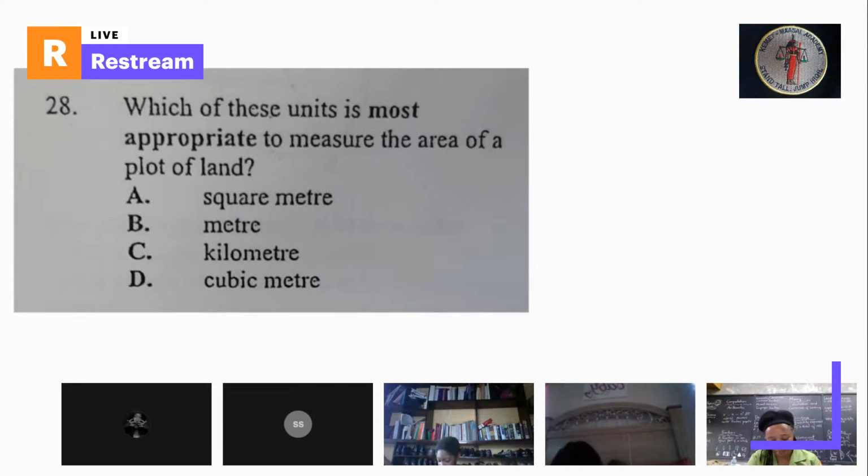Which one do you say, Shall say? Area. So remember, area was the unit for area.